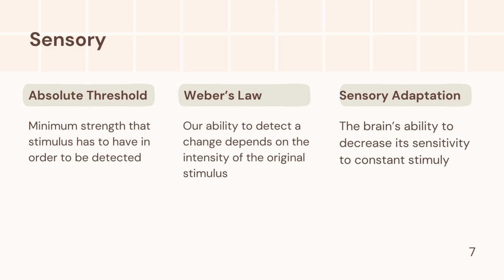An easier way to understand this one: you turn off your TV volume and stand like 2 meters away from the TV, and you slightly turn the volume up a little bit. So for example, I can only hear the sound after the volume is turned over 25. So my absolute threshold for hearing on the television is 25. Something like that. And Weber's law is that our ability to detect a change depends on the intensity of the original stimulus. Sensory adaptation is the brain's ability to decrease its sensitivity to constant stimuli. For example, if you hear a voice every single day, the brain will decrease the sensitivity so that you can still hear new signals in your everyday life.